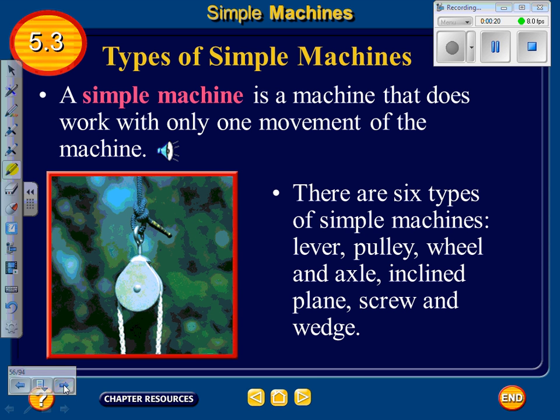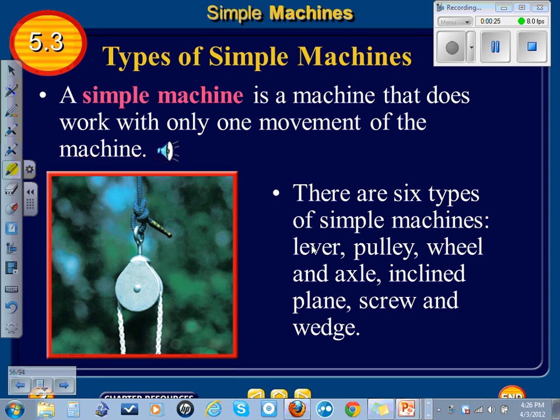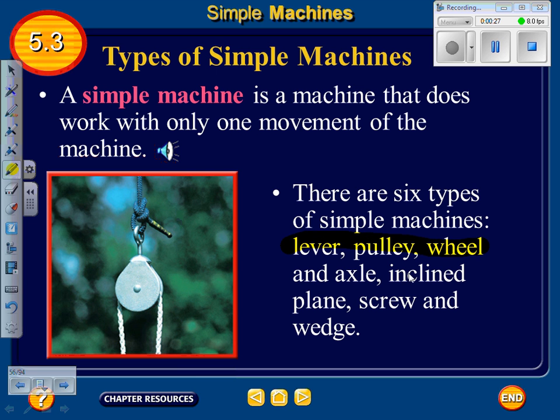There are 6 types of simple machines, and you can guess that that'll probably be a test question. A lever, a pulley, a wheel and axle, an inclined plane, a screw, and a wedge. And we'll take a look at all of these. And these are some of the machines that I want to see reflected in your Rube Goldberg devices when you get to that project.